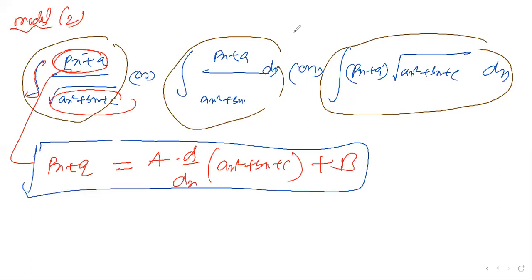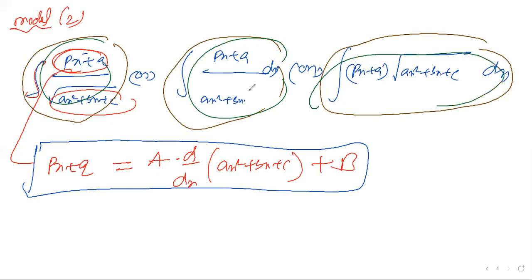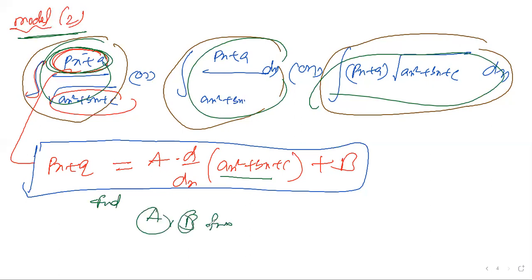Once again I'm repeating, the questions are like these three models. You need to take a question, the model should be like this. You need to rewrite the numerator. Instead of px plus q, you have to write a into d by dx of the denominator plus b. After writing this, you find the value of a, value of b. The constant values you find by equating coefficients on both sides.